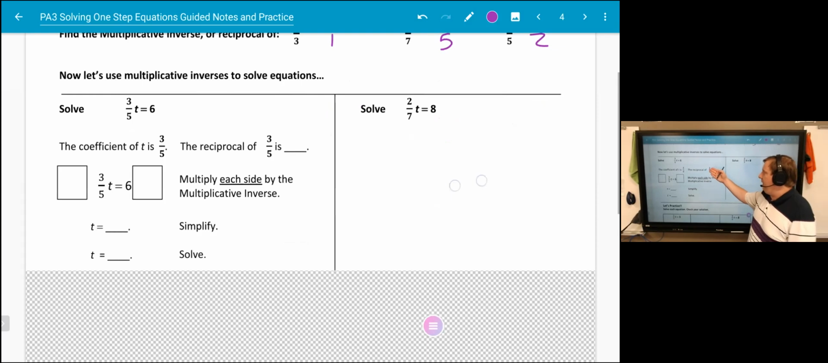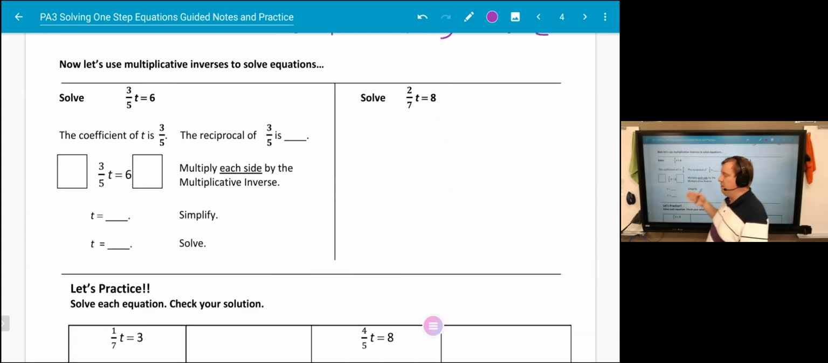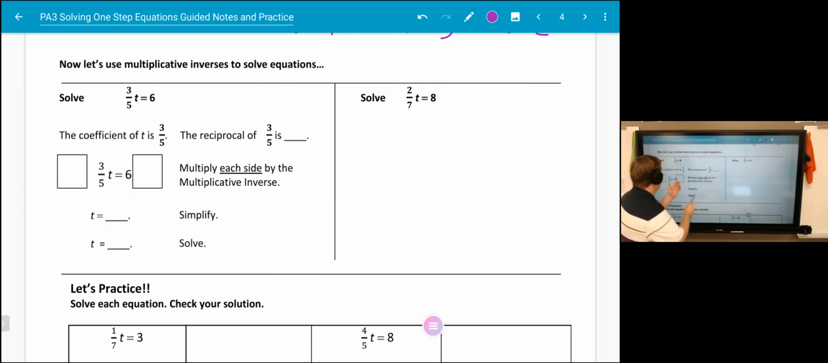First one here, I've got 3/5 t equals 6. This means I'm multiplying t by 3/5. Now, in your mind, you're saying I have to divide by 3/5, and you're absolutely right. But how does that work? When you divide with a fraction, you use the multiplicative inverse. Flip the fraction. The coefficient, that's the number that multiplies the variable, right? The coefficient of t is 3/5. The reciprocal or multiplicative inverse, we flip and make this 5/3. So what we're going to do is multiply both sides by the multiplicative inverse or the reciprocal.